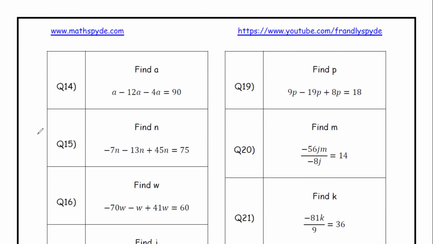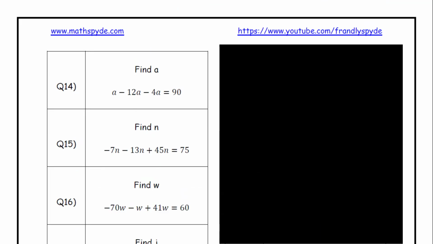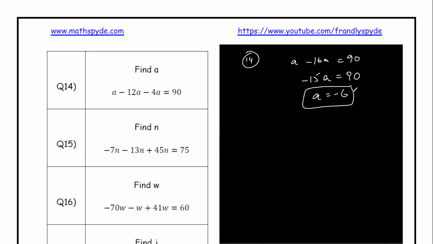14, 15, 16. So that is negative 12a, negative 4a is negative 16a. And you got positive a is equal to 90. So that's negative 15a is equal to 90. And I know 15 times 6 is 90. So a is equal to negative 6.